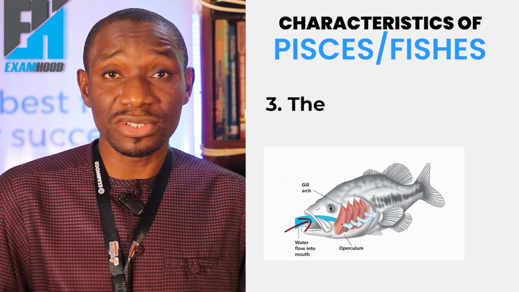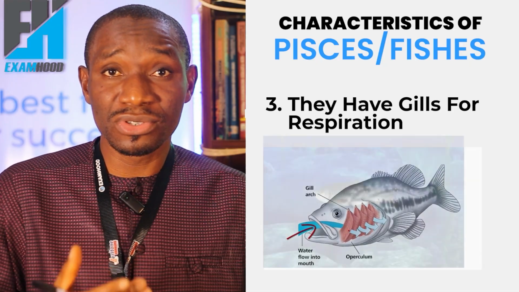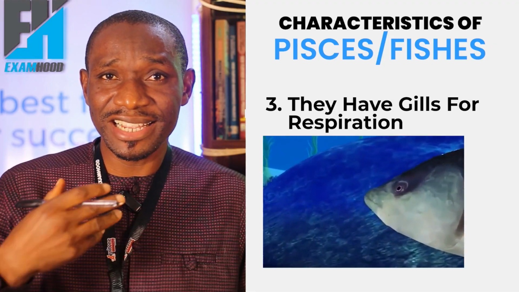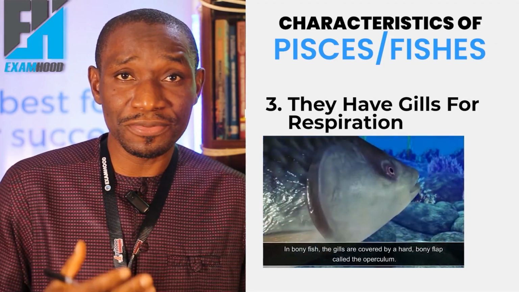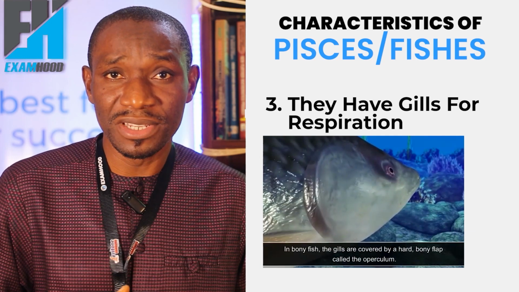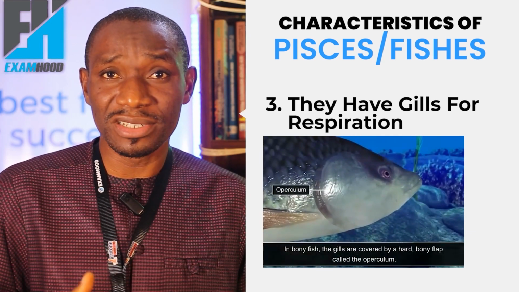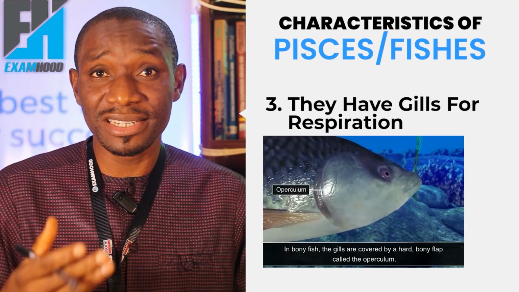The fish or Pisces also have what we call gills. They use gills for gaseous exchange. That is when they take in oxygen and send out carbon dioxide. And these gills are found around the head region. The gills are covered by what we call the operculum or the gill cover.